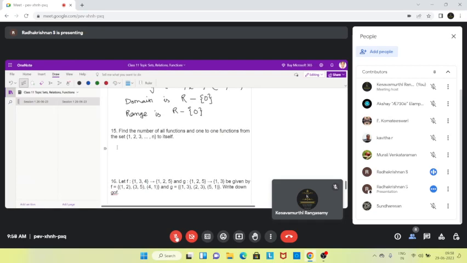Okay, find the number of all functions and one-to-one functions from the set 1, 2, 3 up to n to itself. So can anybody solve this? Even if you did not try before, I don't know if anybody tried this. Akshaya, did you try this? No, sir, I did not.